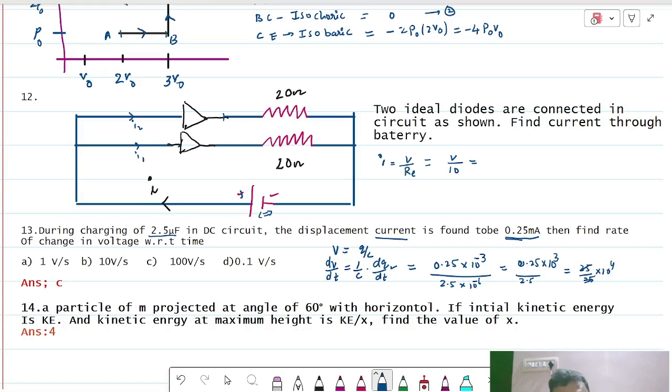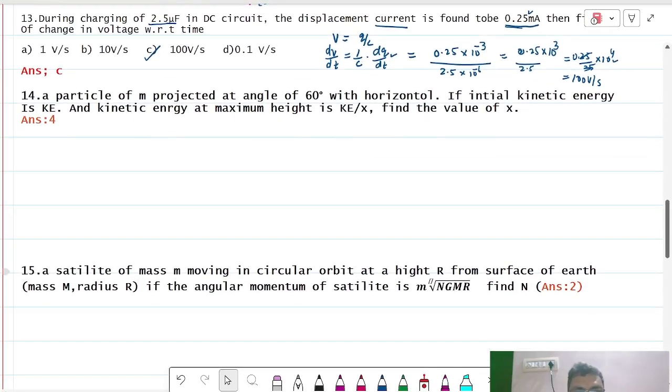1 by C, Q by C. Q is equal to CV, V is equal to Q by C. So the answer is 100, 100 will not come. This is micro only. Milli means 10 power minus 3 amperes. Sorry, here it is wrong. 0.25 into this one, so that equals 100. So 100 volts by second is the correct answer. So 0.25 by 2.5 is not 25 by 25 into 10 power 4. 100 is remaining, right? So if something is mistaken, everything will go wrong.